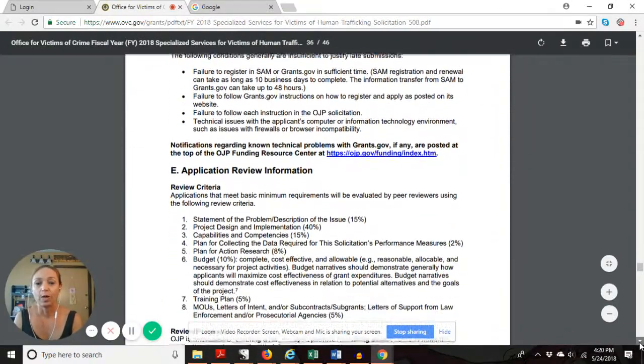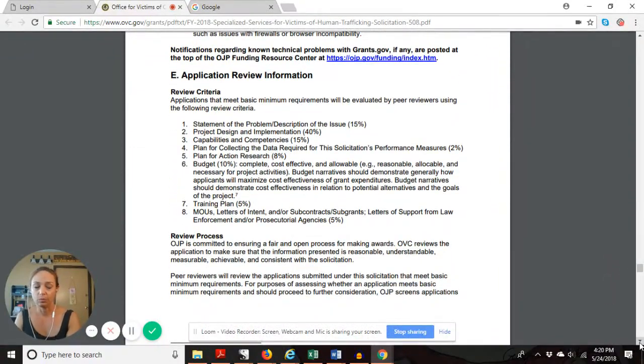And they're way down at the back, and this is usually always where it is. It says application review information, review criteria. And for this FOA, it's not very fleshed out at all. So this is what the reviewers are going to be looking at. So you need to make sure right here under the criteria that you cover each one of these things. And it's usually above, like I said, use that as your headers and everything.